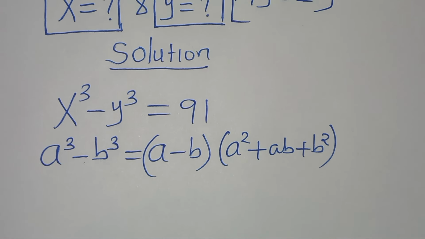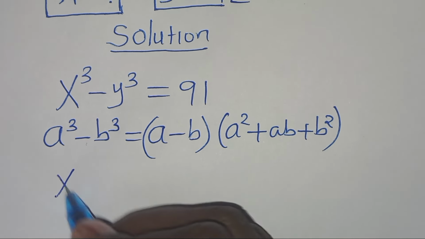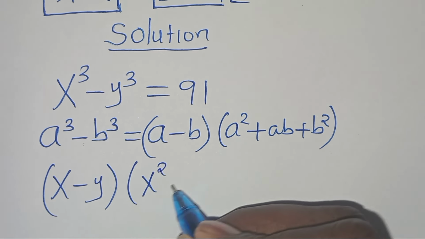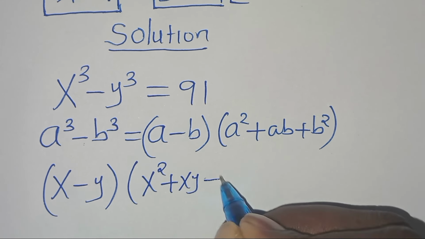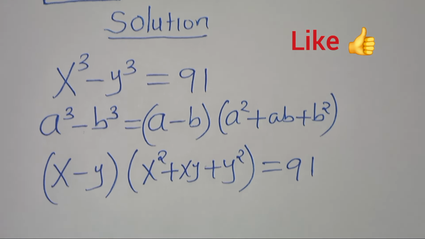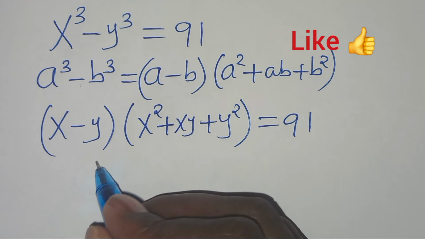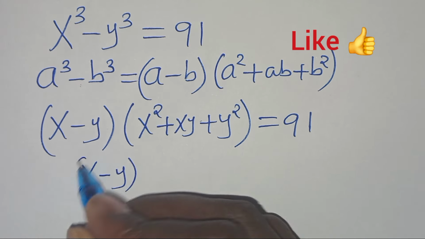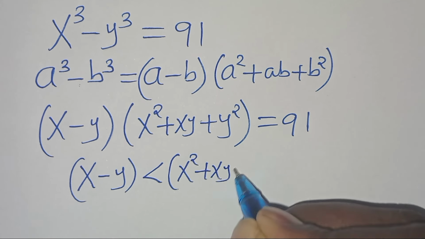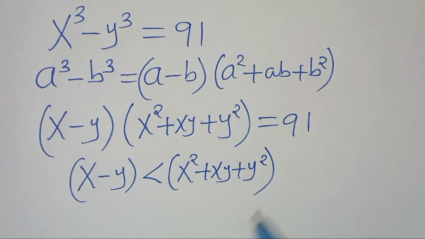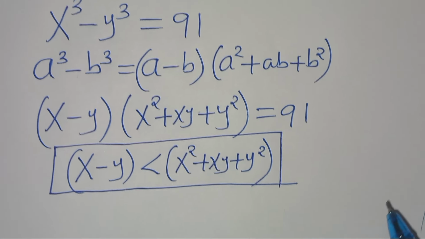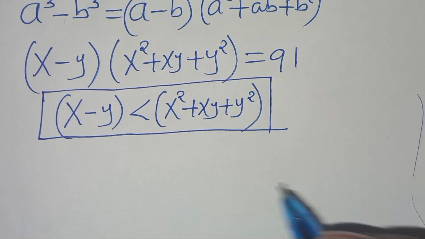Now, the next step is that we can express this as x subtract y into the parentheses. This is x squared plus xy, then plus y squared. This is equal to 91. Now we have that x subtract y is less than x to the power of 2 plus xy plus y to the power of 2. Now, given this condition here, the next step is to get the prime factors of 91.